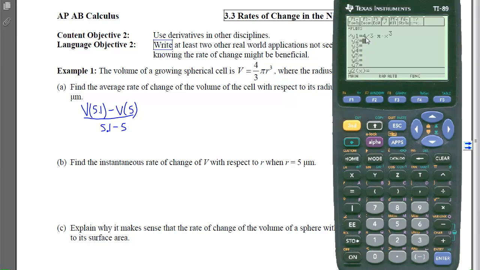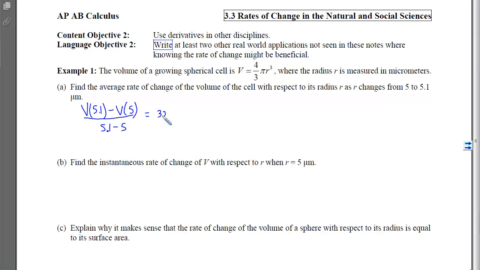Notice that in the calculator I have put 4/3 pi x cubed into y1, and now on the home screen I can compute that secant slope, which will be y1 of 5.1 minus y1 of 5. Close the top. Now I'm going to divide by 5.1 minus 5. Close that parenthesis, hit enter, and we get 320.484. So this will equal 320.484.